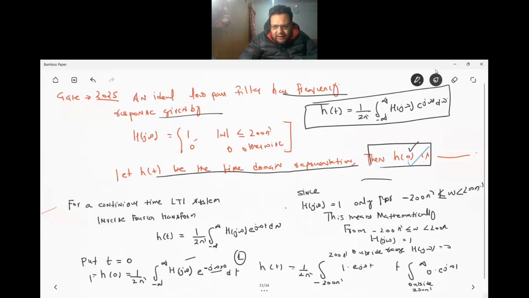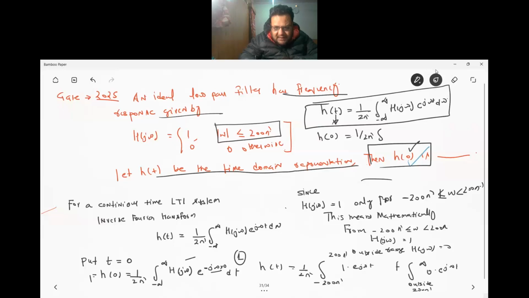So he's asking you to find h of 0. That means you put the time 0 here. So h of 0 would be equal to 1 by 2 pi times the integral from minus infinity to infinity. He is giving the values of omega, from where to where? He is giving less than or equal to 200 pi. So this domain here, you can change this basically.